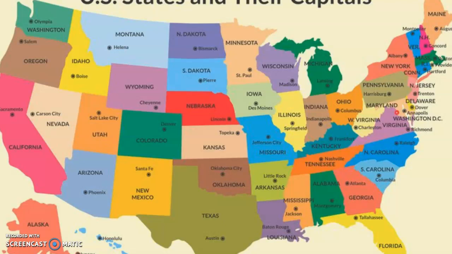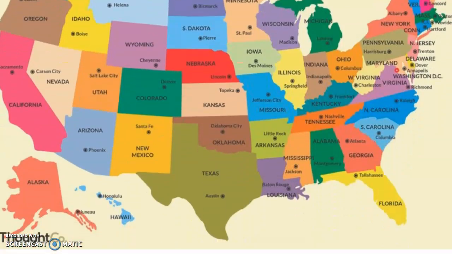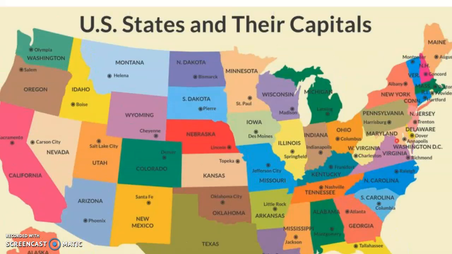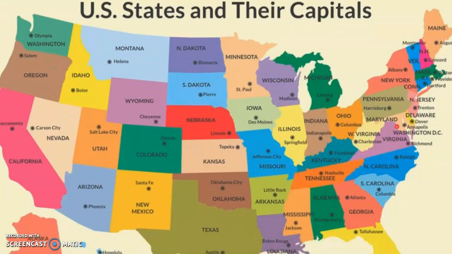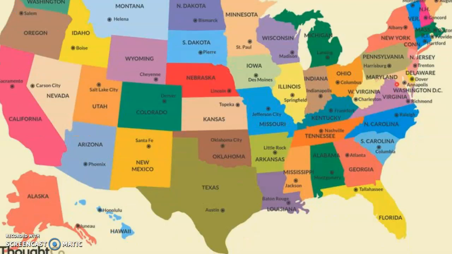As you can see here in this big picture of the United States, you can see all the state capitals. The state capitals are circled with this little black mark. And as you can see, there's no real method to memorizing these other than just hard work and practice.